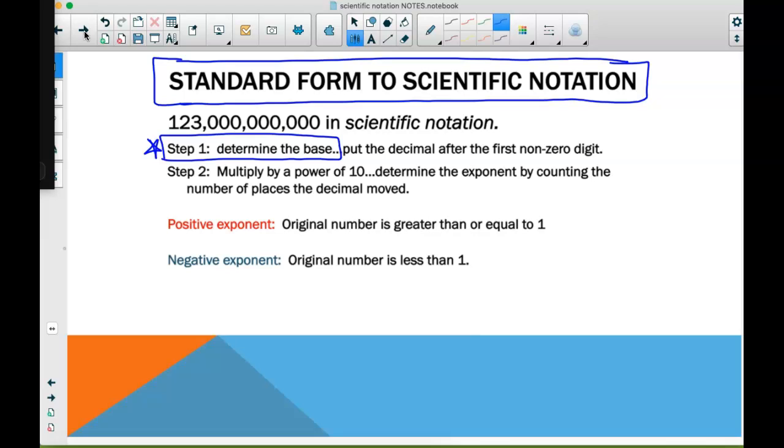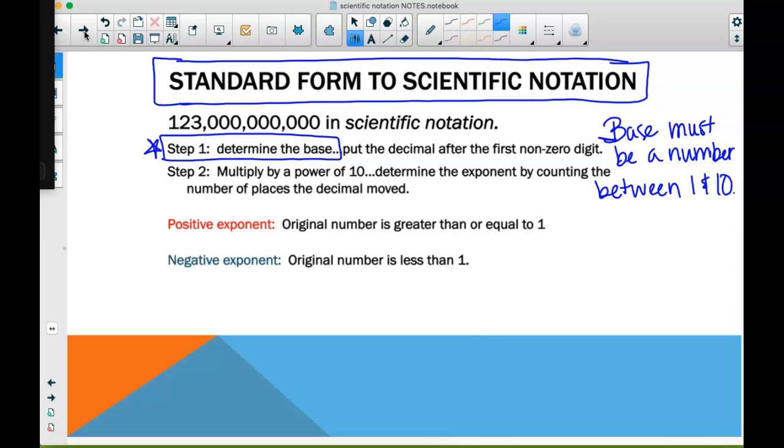Okay, the base, we're also going to write this down. The base must be a number between 1 and 10. I'm going to change that, not from, I'm going to put between 1 and 10. It has to be a number between 1 and 10.